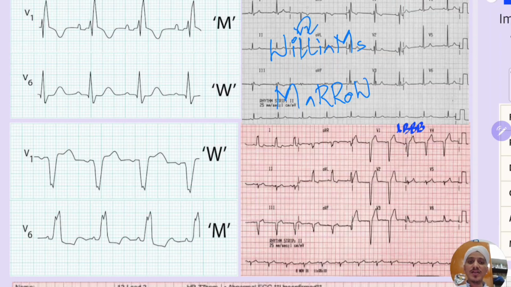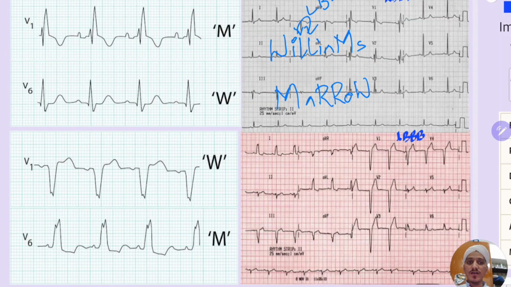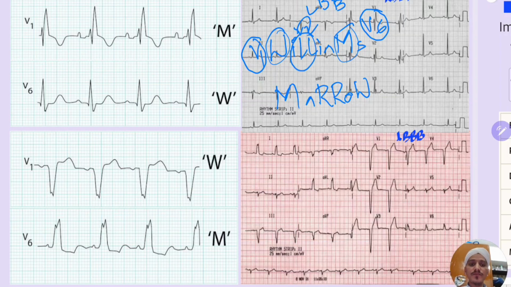LL represents left bundle branch block. In left bundle branch block, this is V1 W and this is V6 M pattern. So when there is left bundle branch block, you will see M pattern in V6 and W pattern in V1, meaning a broad QRS complex, a QS complex in V1.